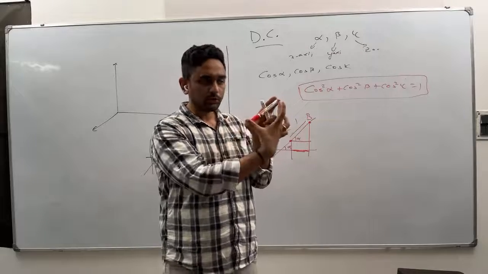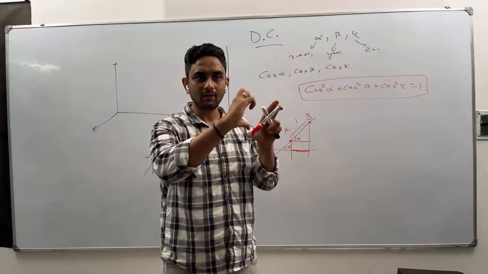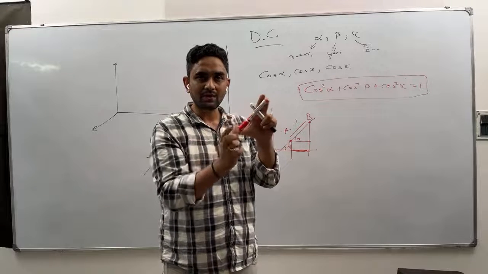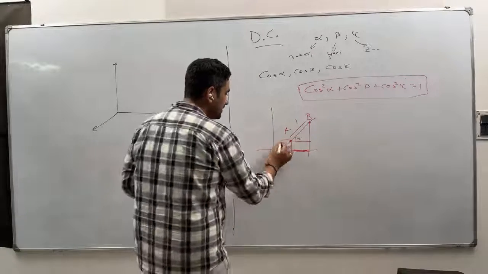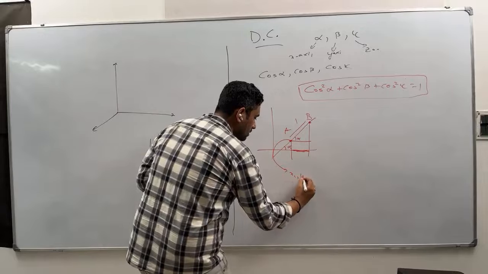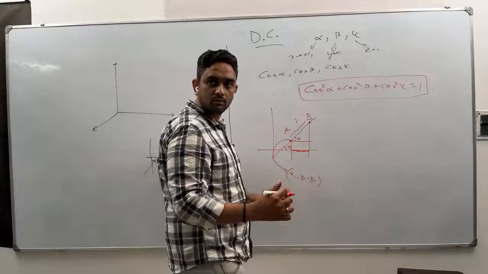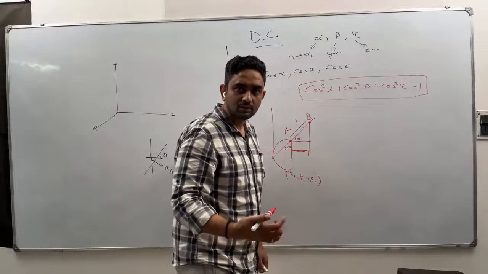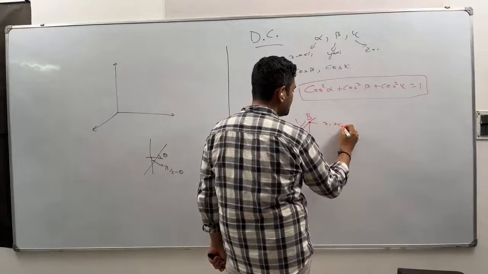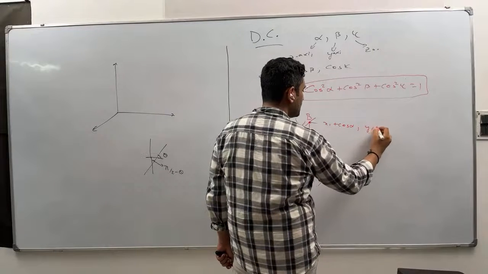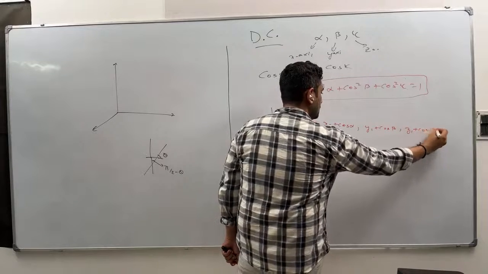So we'll say that if you are moving 1 unit on a line, let's say this length is 1 unit, its projection along the x-axis will be cos alpha, along the y-axis cos beta, and along the z-axis cos gamma. Effectively, if the initial coordinates are x1, y1, z1, what is the change in x? Cos alpha. Change in y, cos beta. Change in z is cos gamma. So the new point will be x1 plus cos alpha, y1 plus cos beta, z1 plus cos gamma.